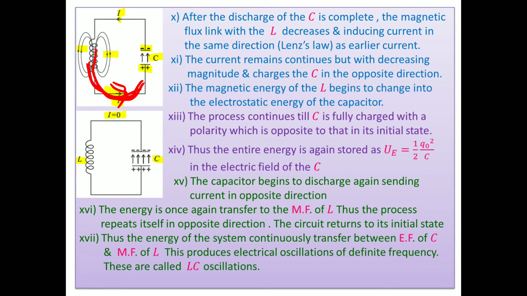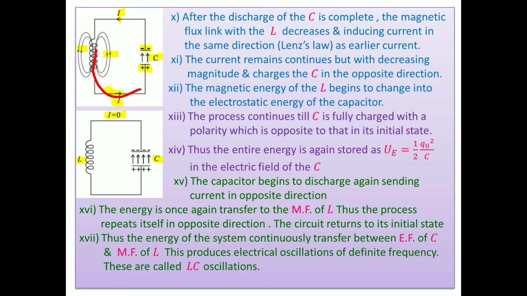The magnetic energy of the inductor begins to change into electrostatic energy. Now look here, this inductor sends a current through the capacitor. Again, the capacitor becomes charged, which means the magnetic field energy associated with the inductor gets converted into electric energy. And thereafter, the process continues till C is fully charged. Again, C is fully charged.